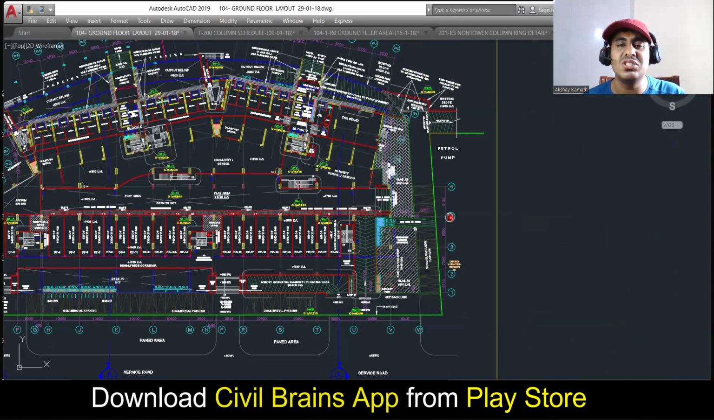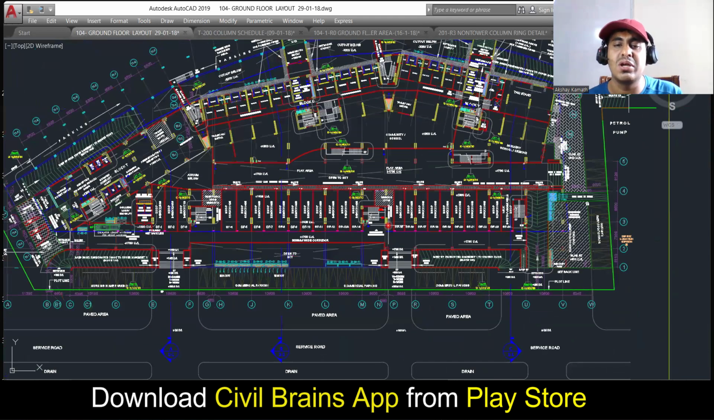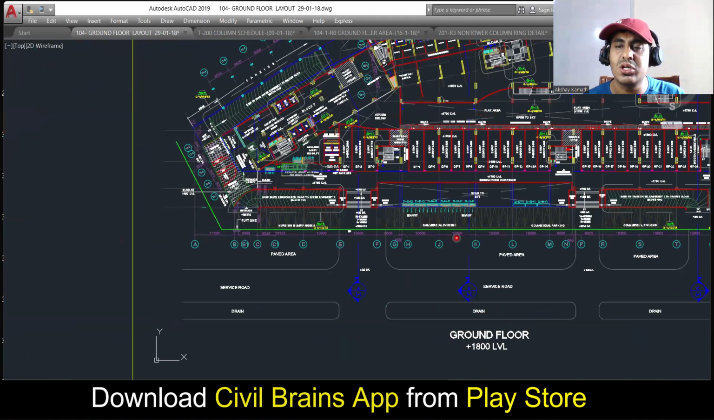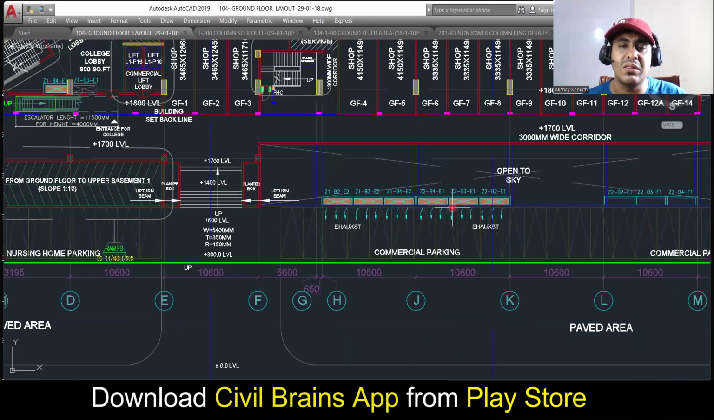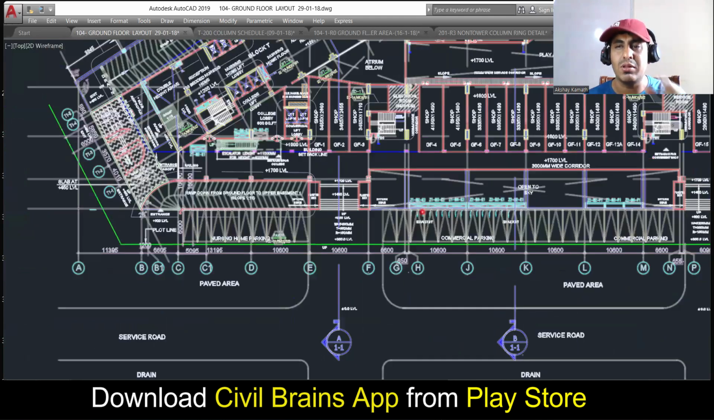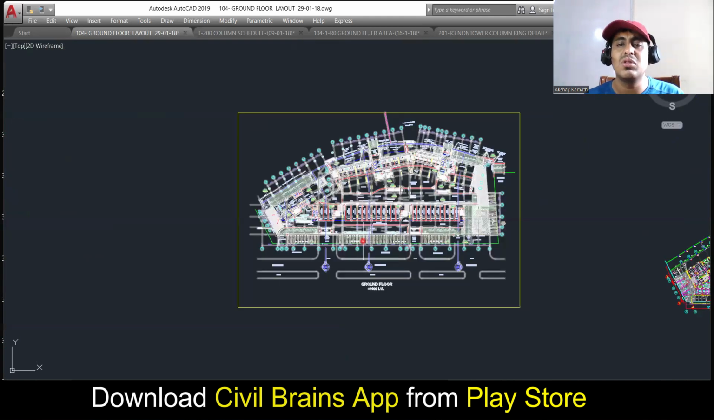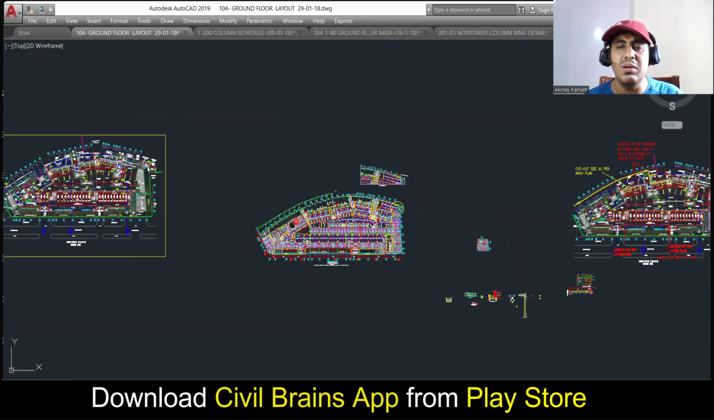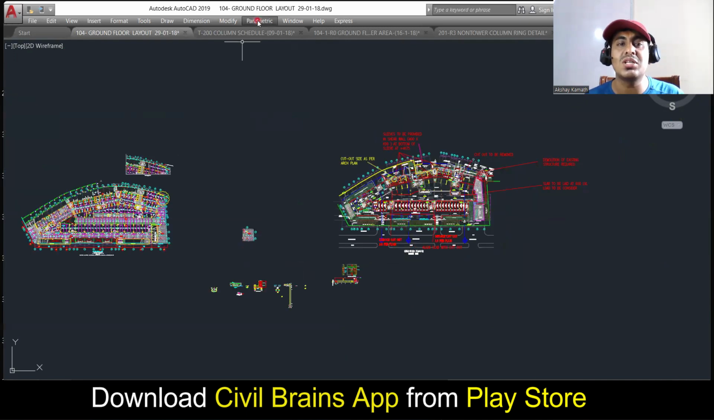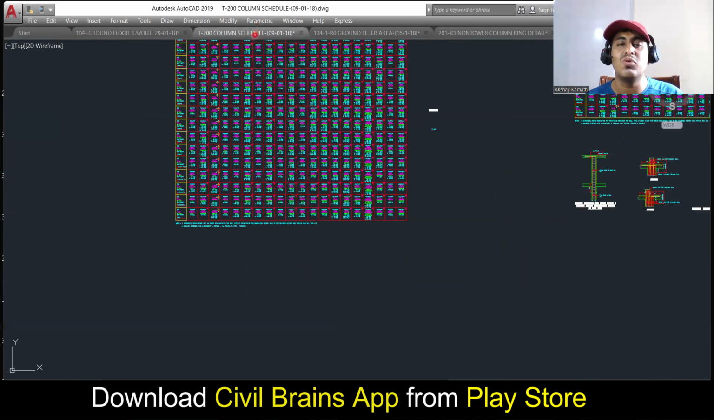Anyhow, I've given a small understanding of the plan, because since I don't have a complete plan, I also cannot explain it in a proper way. But anyhow, we have got a small understanding. So this was about the plan. Now, for the same building, we'll try to see how the structural plans are done. I don't have the footing drawings and all, but I'll show you the column layout for this.